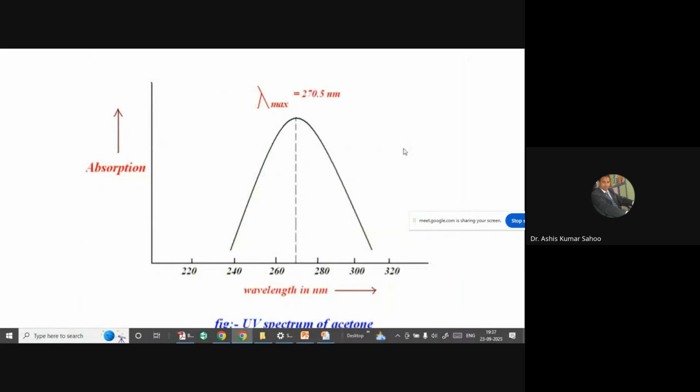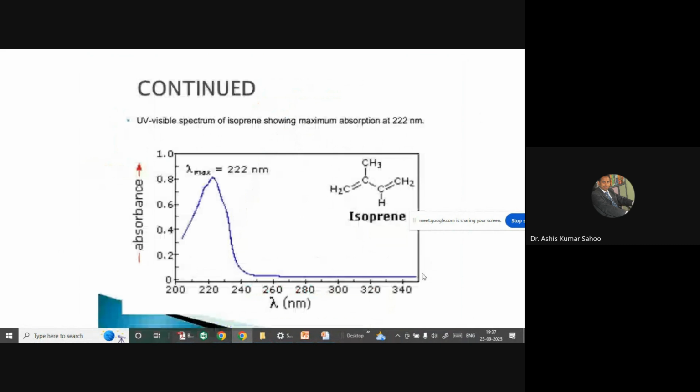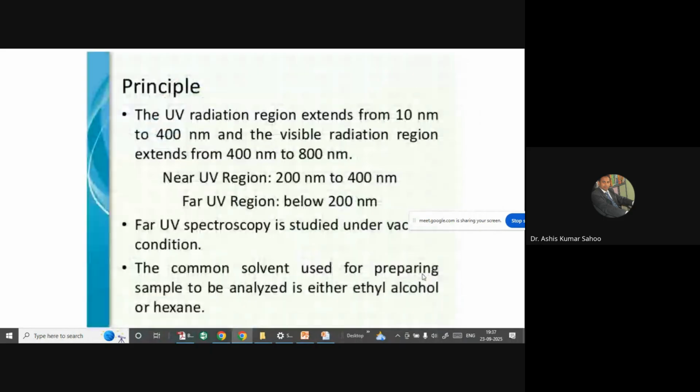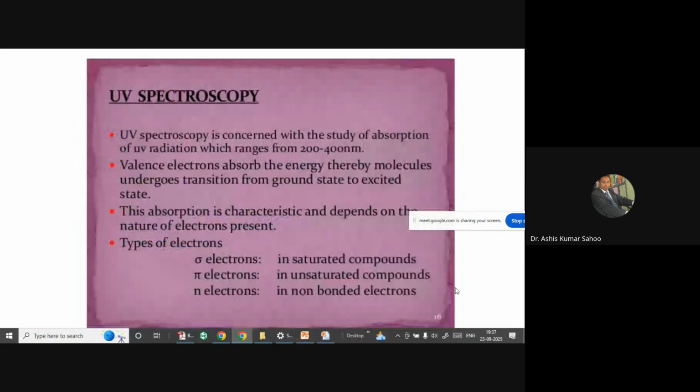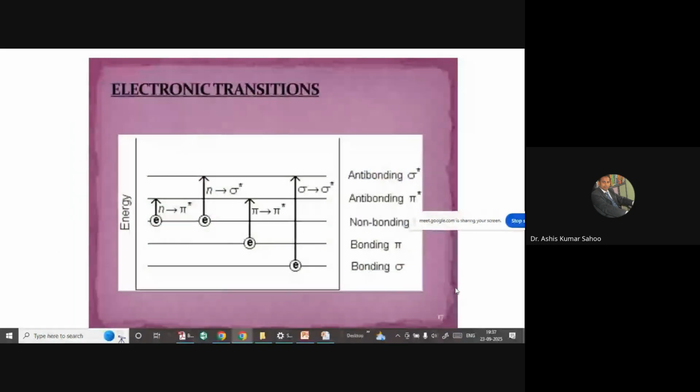So you can see the graph of the absorption spectroscopy, the UV-visible spectrum of acetone, and this is the UV-visible spectrum of isoprene. These are the different examples of UV-visible spectra. So let's check the electronic transitions. Here we have the transitions sigma to sigma star, pi to pi star, and n to sigma star.